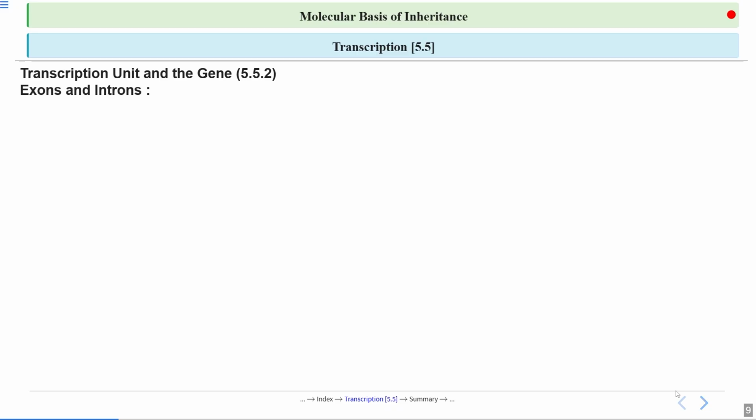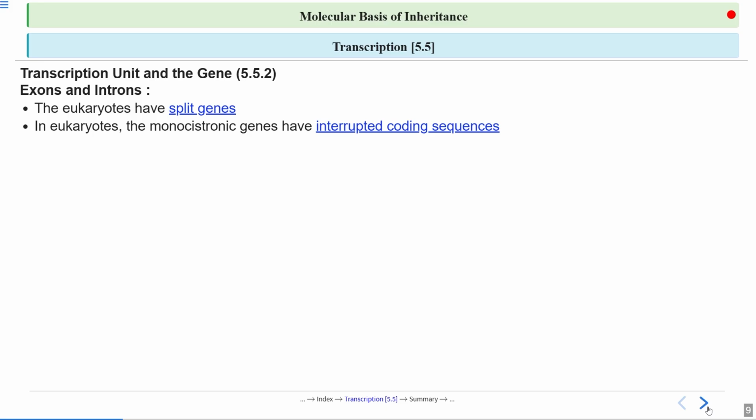Now, guys, understand that right now we are learning different terms. Later we are going to merge all these terms and understand what transcription is all about. So till now, we have studied what is monocistronic, what is polycistronic, and the definition of a gene, and now we are understanding what exons and introns are. The eukaryotes have split genes. First we studied that eukaryotes have only monocistronic genes, meaning they have only one cistron that codes for only one polypeptide. Along with that, eukaryotes also have split genes. In eukaryotes, the monocistronic genes have interrupted coding sequences.